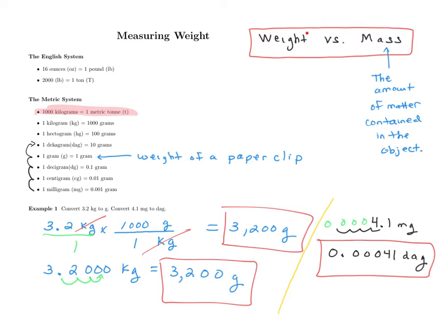But weight is different because this is determined by the gravitational pull of the Earth. So weight is really a force due to gravity. So the greater the mass, the greater the weight, and the smaller the mass, the smaller the weight. Now you've probably heard that on the moon, you weigh less than you do on Earth, and that's because the gravitational pull of the moon is smaller than that of the Earth. But your mass on Earth and your mass on the moon does not change. You can't change the amount of matter that an object has, but the weight can change depending on where you are located. So that being said, let's continue with converting back and forth between different units of weight.